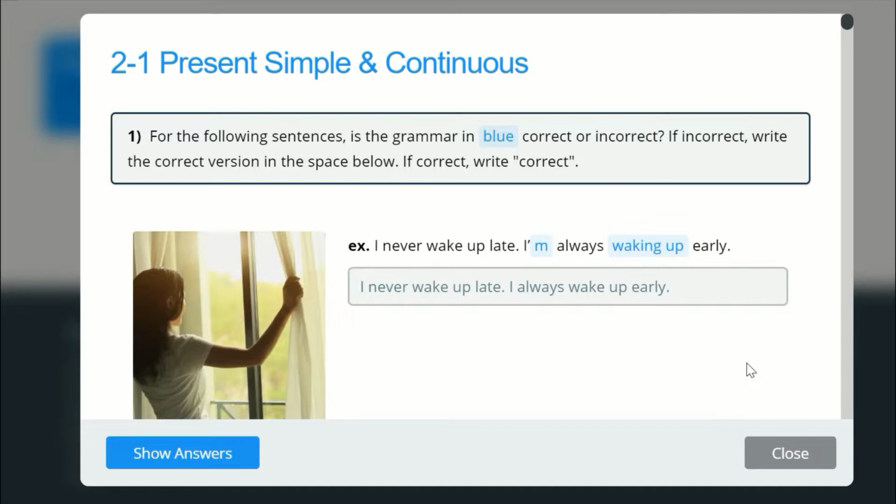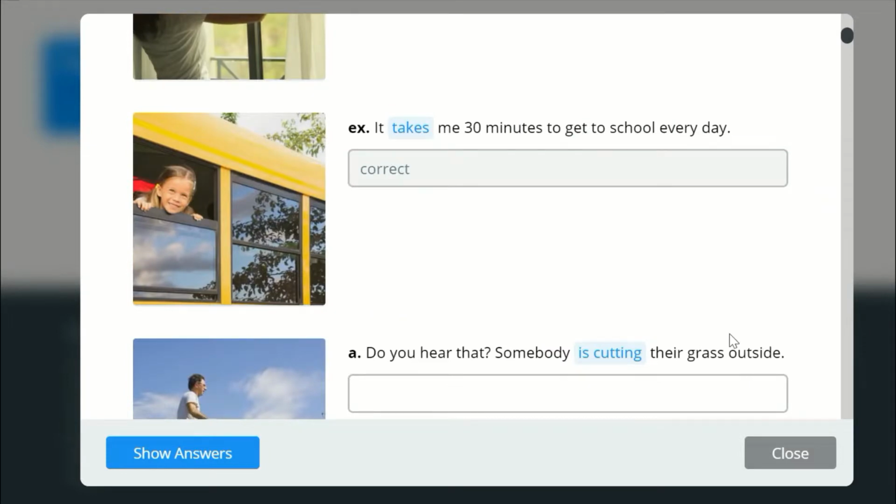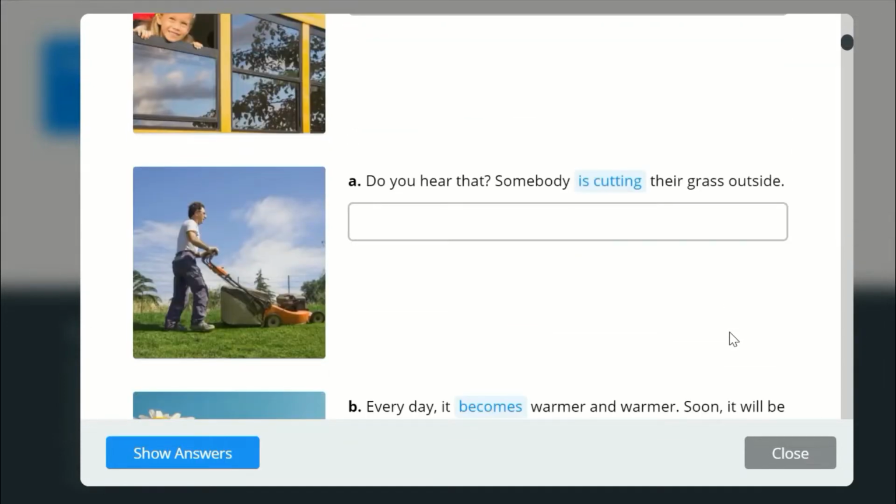I never wake up late. I'm always waking up early. I cannot say I'm always waking up early. I have to say I always wake up early because it's a routine or a habit that I have. The second one says, it takes me 30 minutes to get to school every day. This one is correct, okay? Do you hear that somebody is cutting the grass outside? So this one is correct. So I'm just going to write correct.